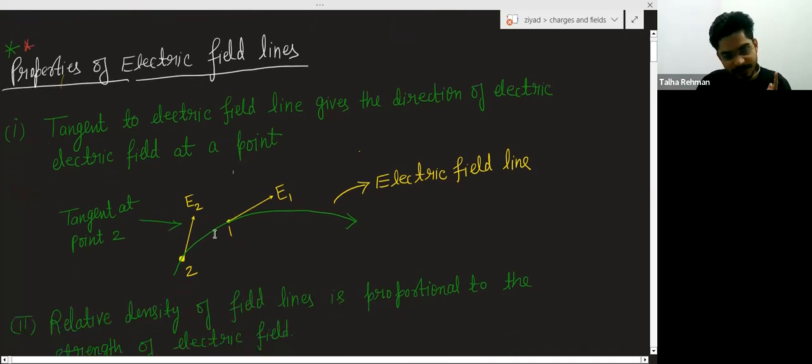Suppose this is the electric field line. This is point number 1. This is point number 2. At point number 1, if you want to find the direction of the electric field, you will draw a tangent. At point 2, if you want to find the direction of the electric field, you will draw a tangent. Okay. This is the electric field line. Suppose you have this type of electric field line.